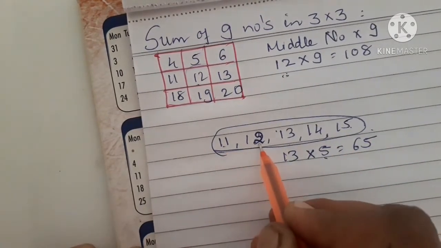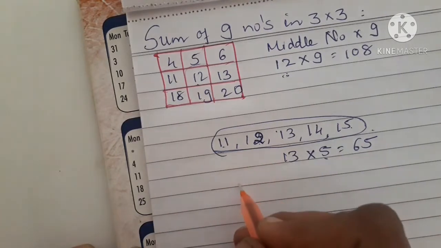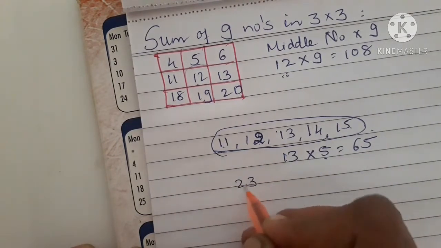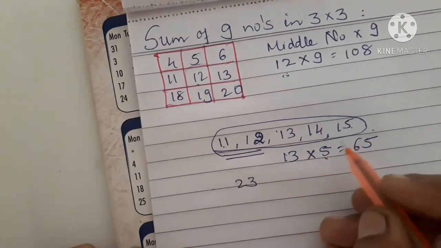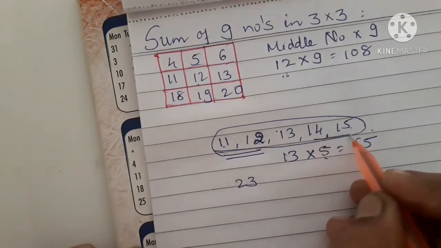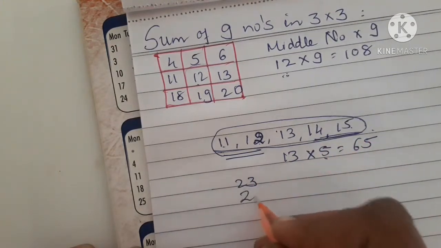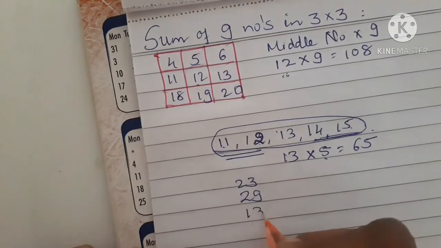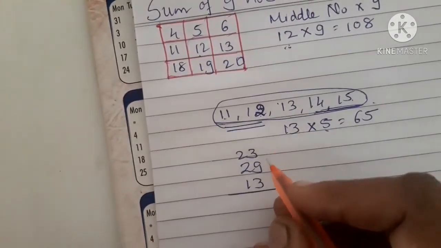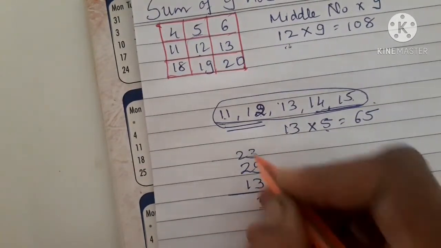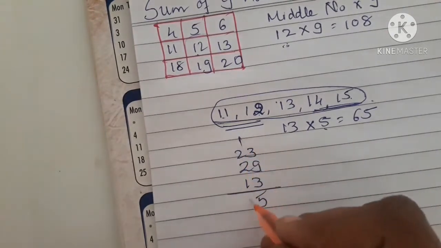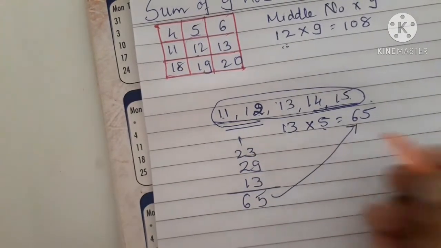11 and 12, that is 11 2s are 22 and 1 is 23. So this sum is 23. Now what is this sum? 14 2s are 28 plus 1 is 29 and this is 13. So I will add them up. So 9 and 6 is 15 and this will be 5 and 1 is 6, which was this number.